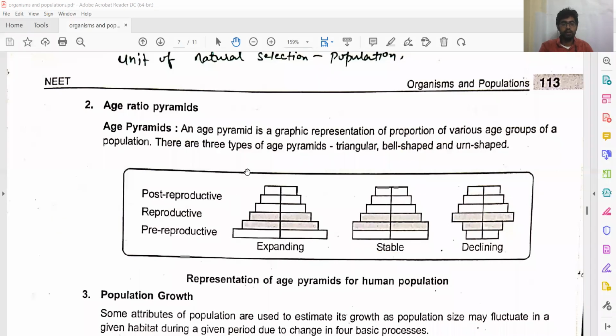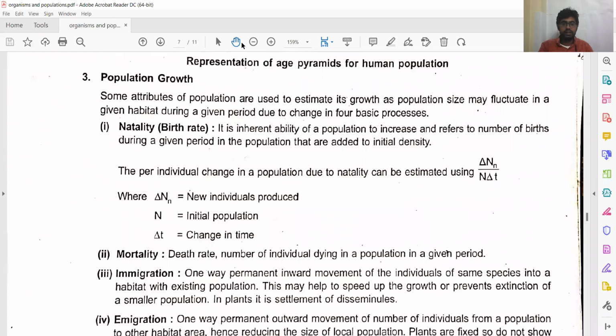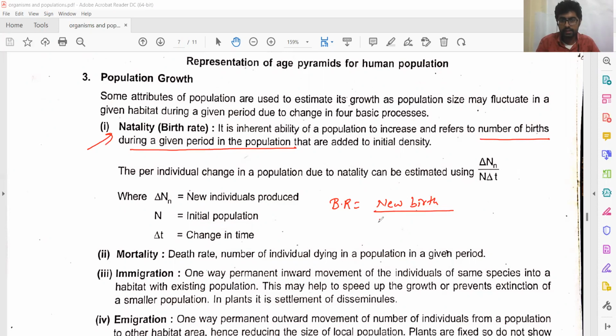Again, moving forward, population growth can be represented mathematically and with the help of a graph. Now, let me first introduce you some terms. First is natality. Natality is birth rate. The number of births during a given period in a population. Okay, so a formula for this is birth rate, new birth by initial population.